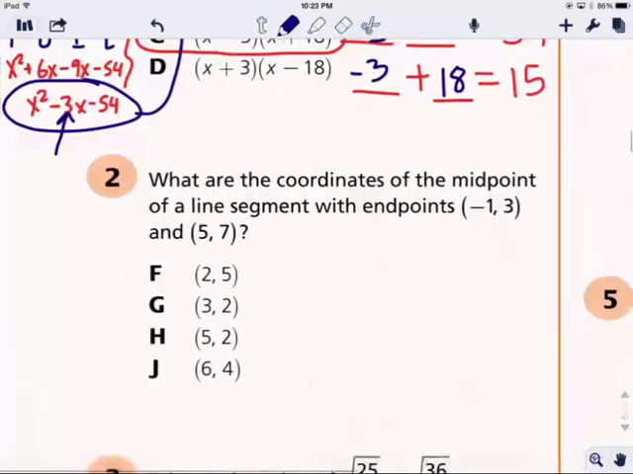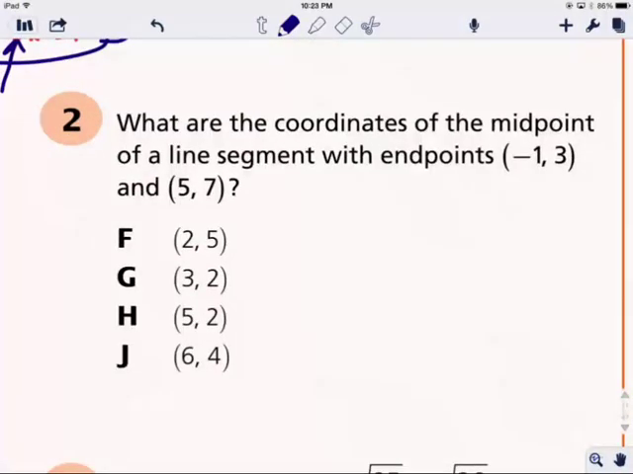All right, so let's go ahead and look at number 2 now. I want you to pause the video and try to select the correct answer choice.